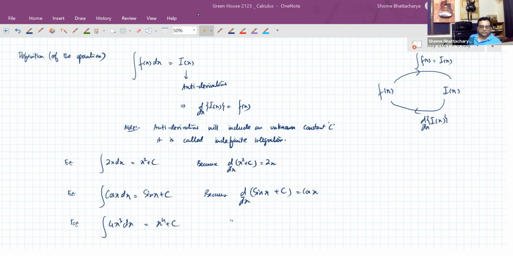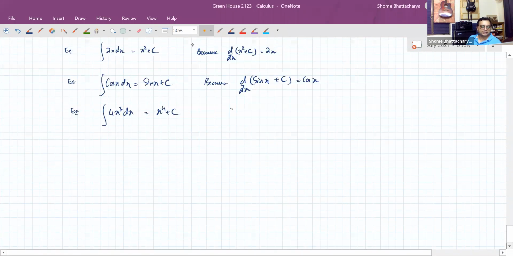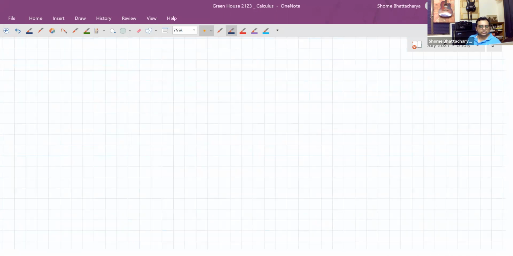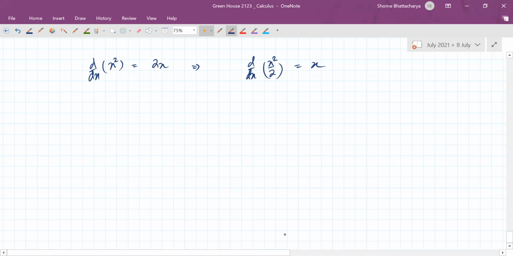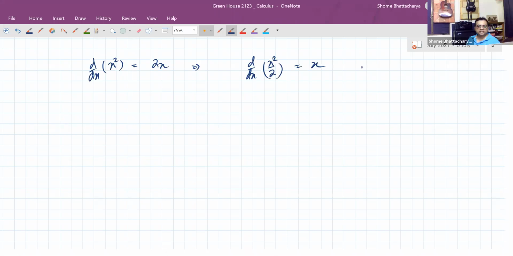Okay, so now having understood this operation itself, we come to the formulae, which will be very easy to follow because they are just the reverse process of differentiation. We'll see that it follows a pattern. Just now we saw that if you differentiate x square, you get 2x. So if we differentiate x square by 2, we get x, because I'm just dividing both sides by 2. That tells me that if I integrate x, I get x square by 2 plus c. The c is there because its derivative is 0.